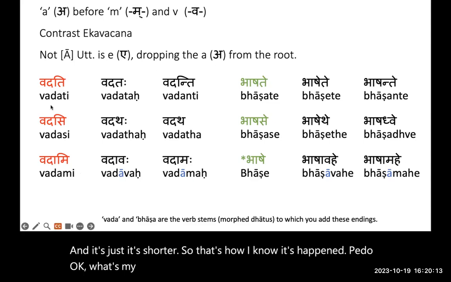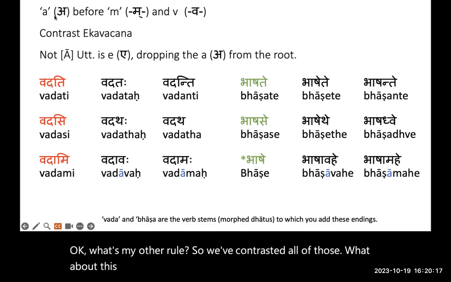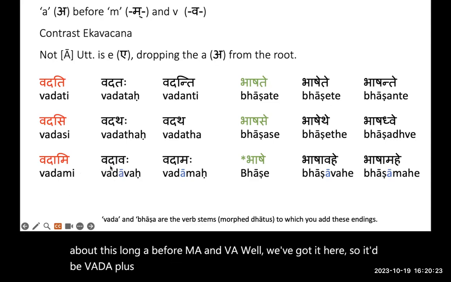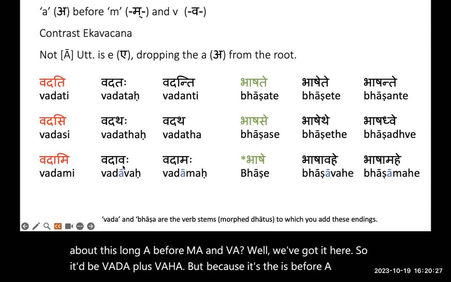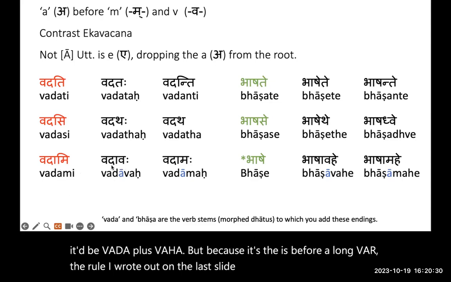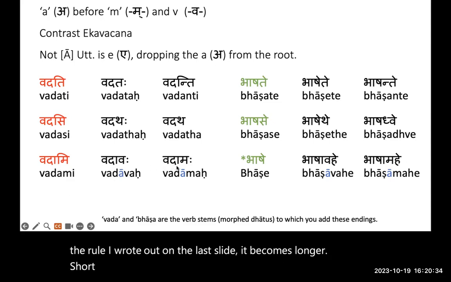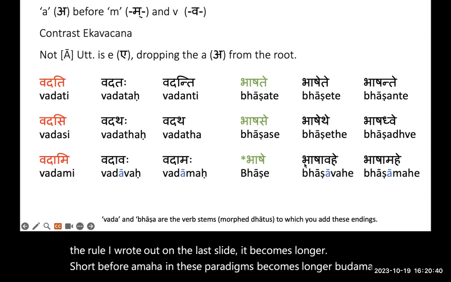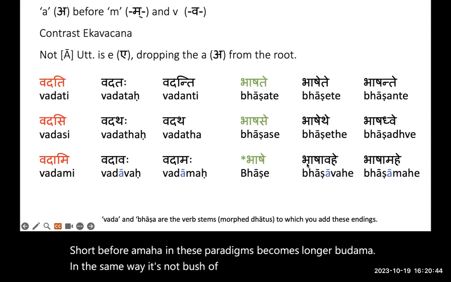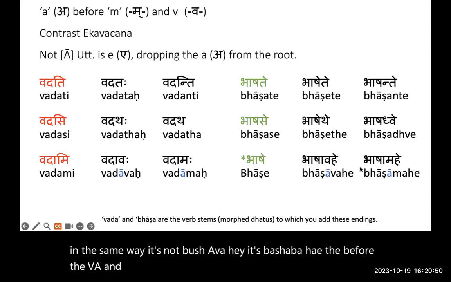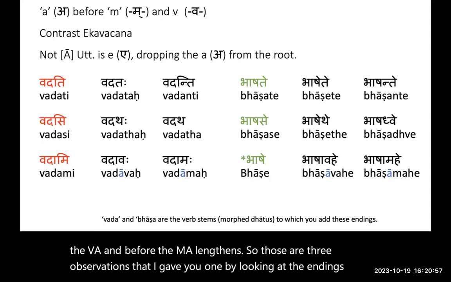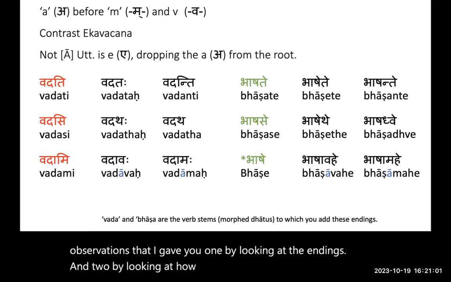Okay, what's my other rule? So we've contrasted all of those. What about this long A before ma and va? Well, we've got it here. It'd be vada plus vaha, but because the a is before a va, by the rule I wrote out on the last slide, it becomes longer. Short a before ma and va in these paradigms becomes longer: vadamaha. In the same way, it's not bhashavahe, it's bhashavahe. The a before the va and before the ma lengthens. So those are three observations that I gave you, one by looking at the endings, and two by looking at how the verbs actually work.